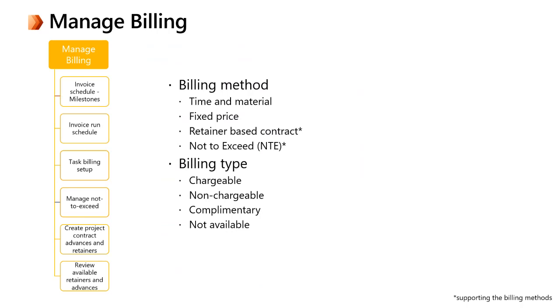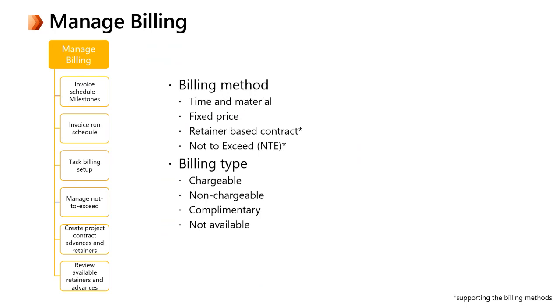There is a new variation method in our roadmap called progress-based billing on fixed price contracts, where a portion of the milestone is invoiced each period instead of the whole milestone as it is now. So watch this space, coming next year.